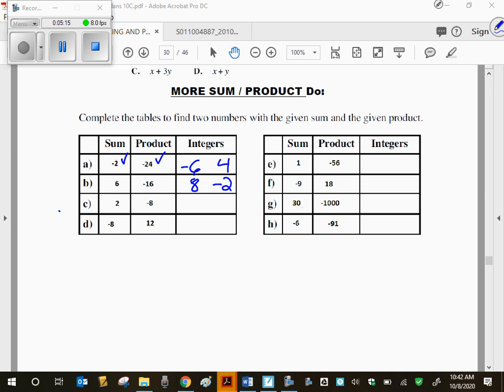Yep. This one, negative 8. 4 times 2 equals 8. If the sum is positive, the big number is positive. Or, let's say we just guess on this one. We know it's 4 and 2, we're just not sure which one's negative, so we do that.